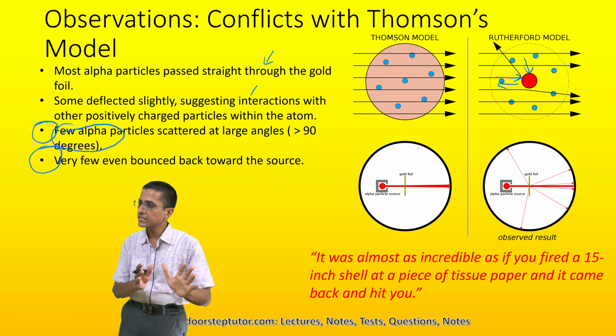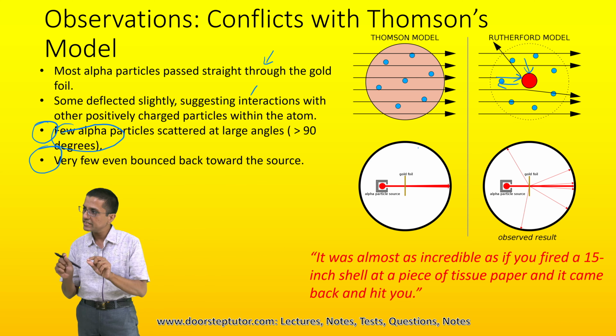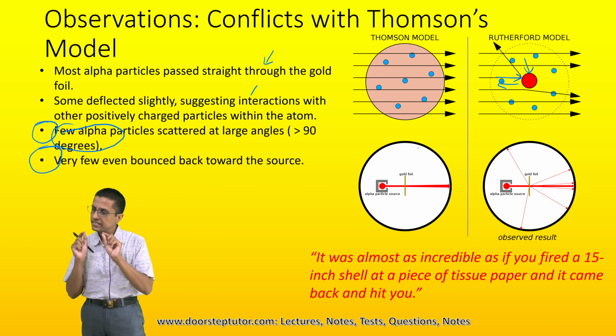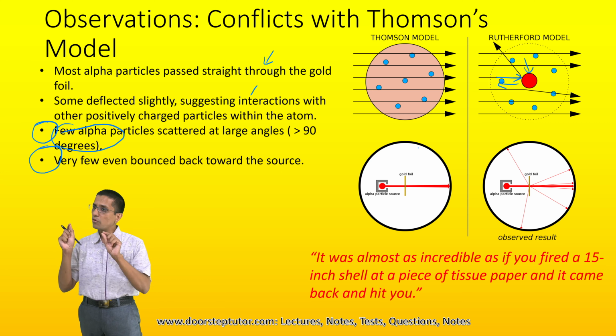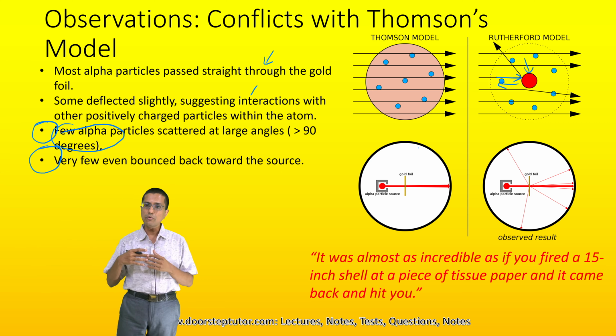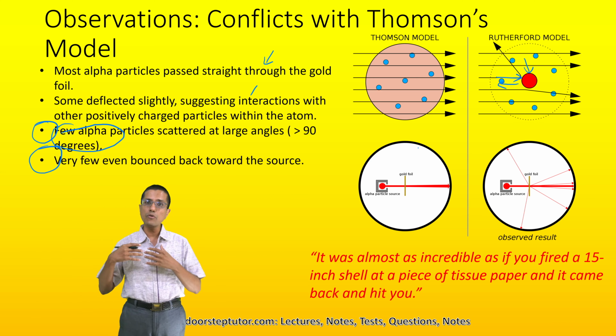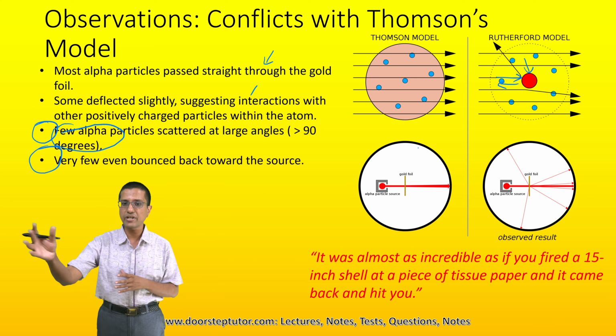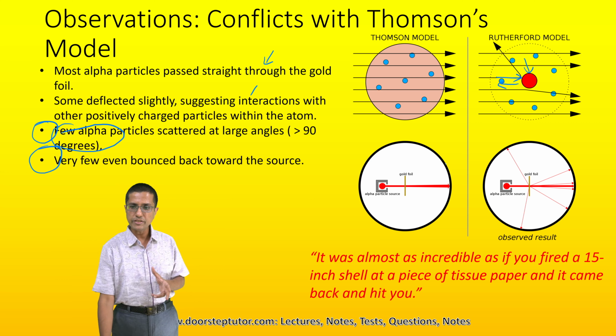So there were two things, right? The first thing was that this nucleus is there, it is very, very heavy, and it is at the center. The second thing is that most of the atom is actually empty, and this would allow most of the alpha particles to go straight through. So these were the two.